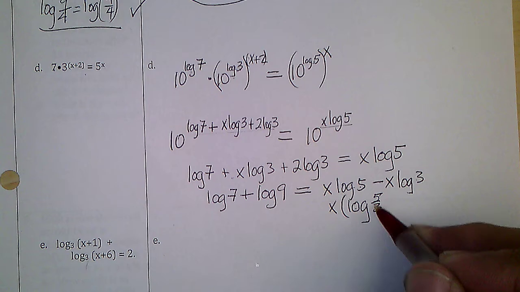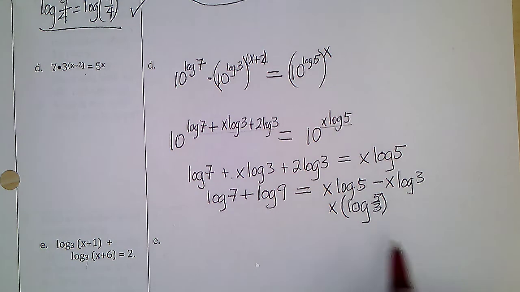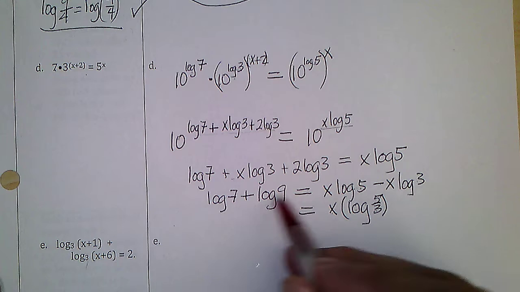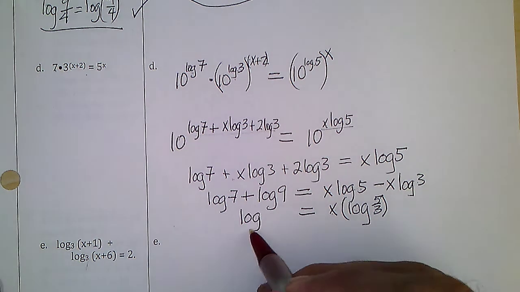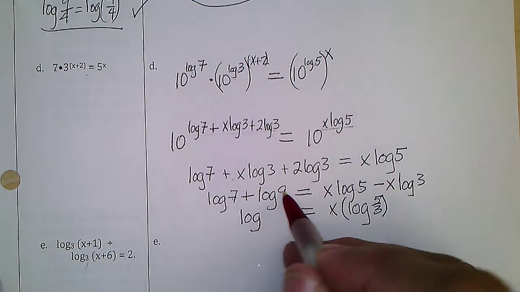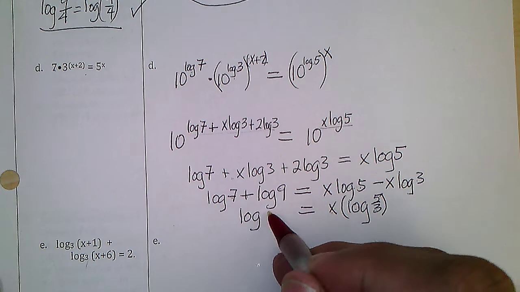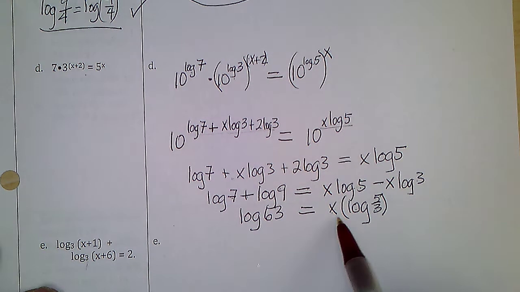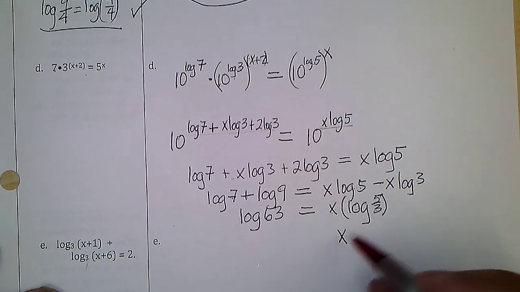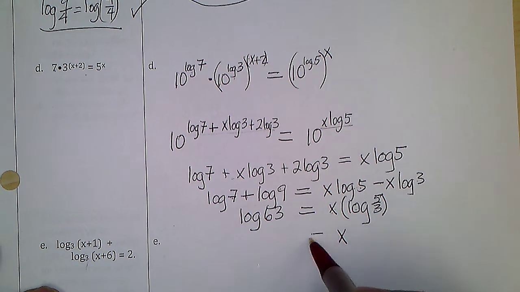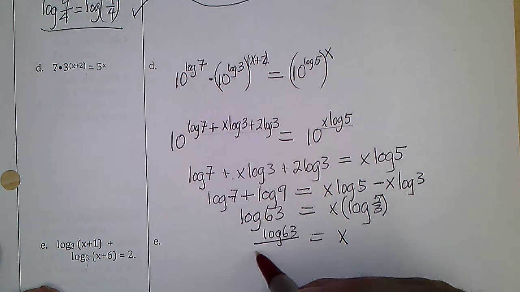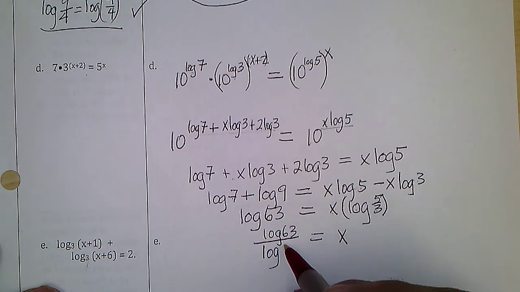The log of a quotient is the difference in the logs. And both of those were by x, so that's why it's there. Equals, and these are added, so that's the log of 7 and 9. If you're adding, that's multiplication, so that's 63. And so now I get x to be, dividing both sides by this, log 63 divided by log of 5 divided by 3.